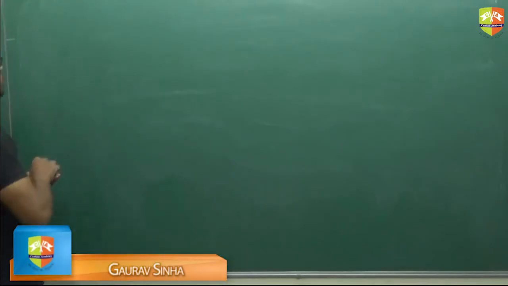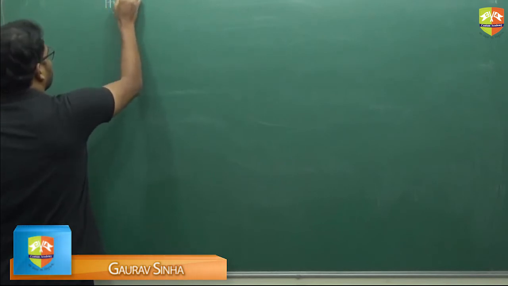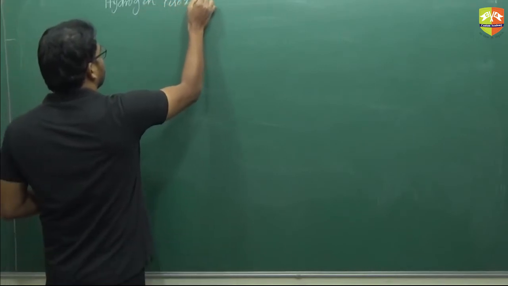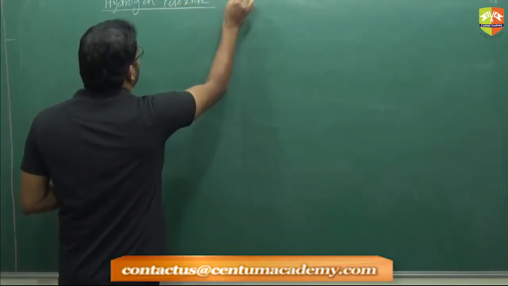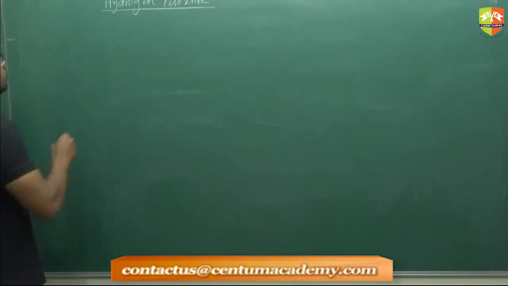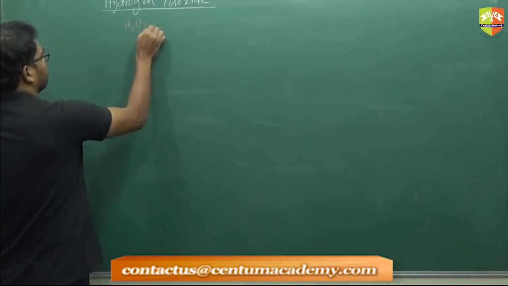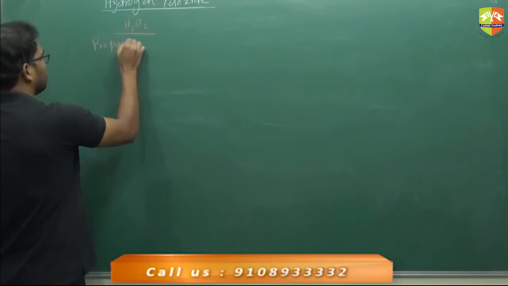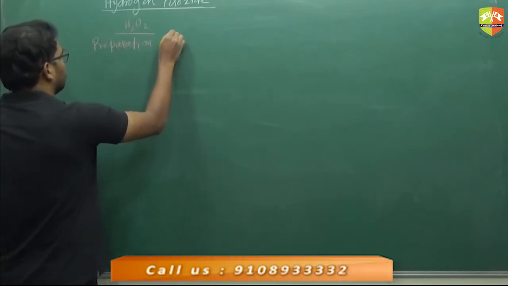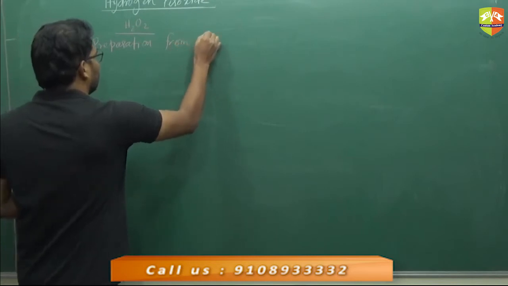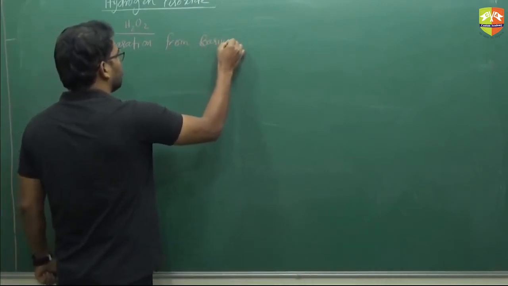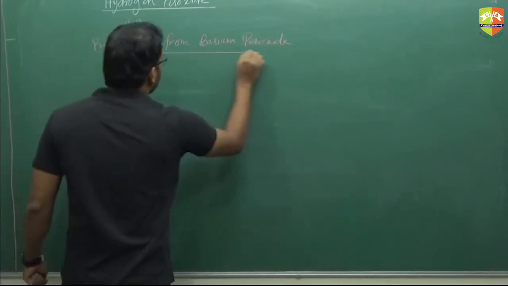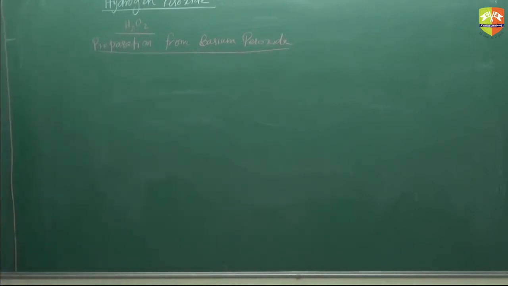Next compound to write down, hydrogen peroxide. Hydrogen peroxide, H2O2. Preparation from barium peroxide. Preparation from barium peroxide.